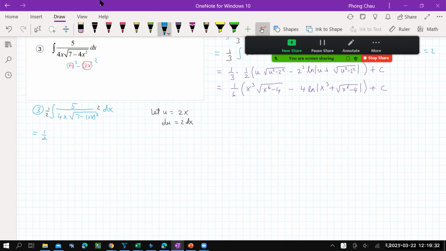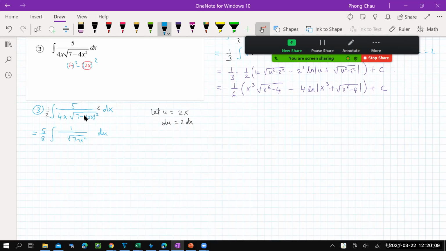Well, let's take out the constants. I don't think we need the constant anyway. So you see, here's a 5 times 1 over 4 times 2. If we take all the constants out, I have 5 over 8, and then we have 1 over. So you see that one's du. So now you have 1 over, and that is du, and then you have square root of 7 minus u squared.